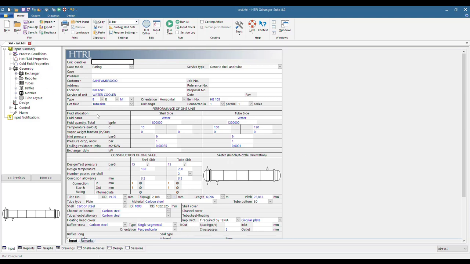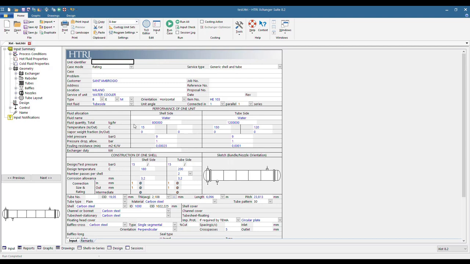So, first of all, it is a fixed tube sheet unit, a BEM exchanger. This BEM exchanger has water on shell side and also water on tube side. On tube side, there is hot water, probably processed water. The inlet temperature is 150 degrees, the outlet temperature is 120. This is cooled by 80,000 kilograms per hour of cooling water.